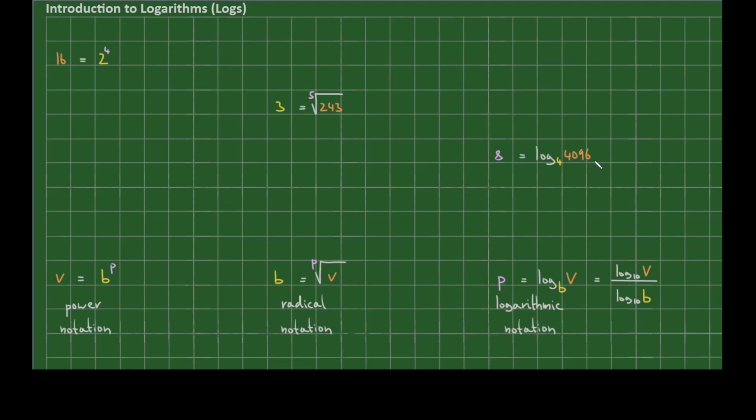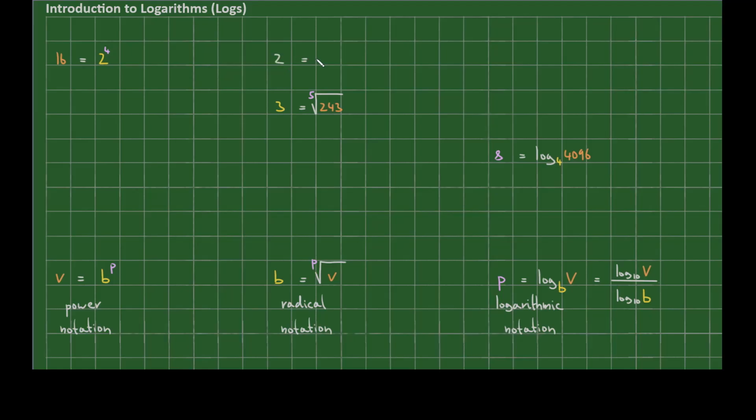Fantastic. I still insist that you watch me do it, if only to make sure that I'm doing it right. The first expression is 16 equals 2 to the power of 4. What does that look like in radical notation? Remember, in radical notation, we are solving for the base. The base stands on one side of the equation alone. And in this case, the base is 2.